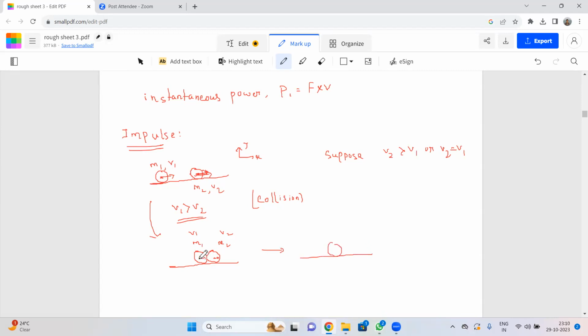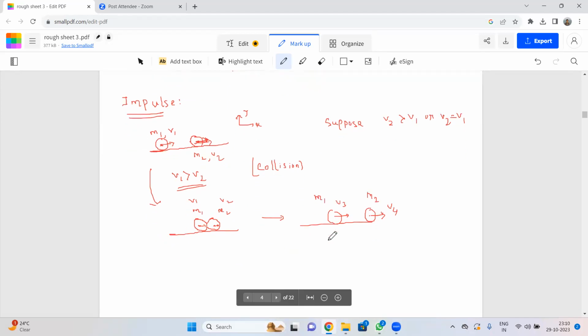If the first one hits the second one, then the second one will move a little distance due to this collision. So suppose finally it has velocity v4, and the first has velocity v3 after the collision.